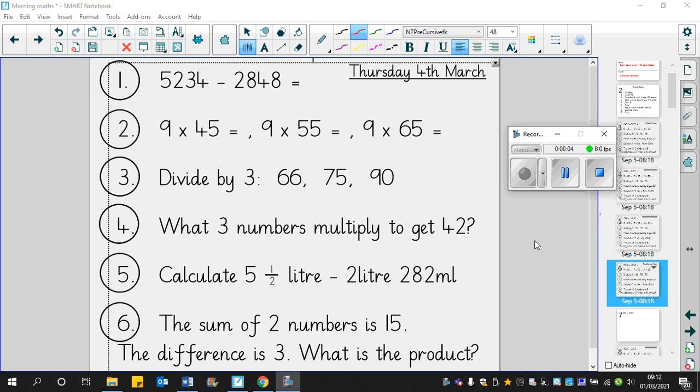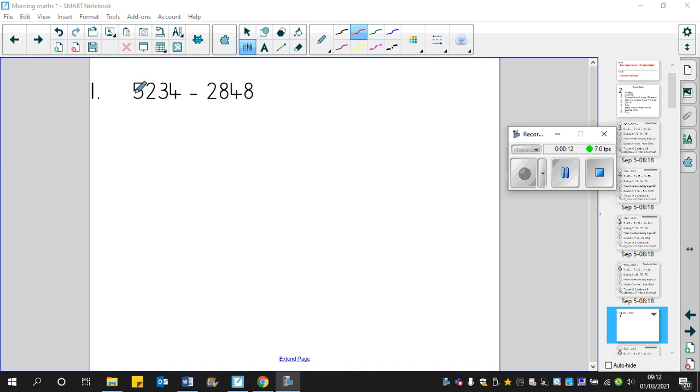It's Thursday, the 4th of March, and here are the answers to the morning maths questions. So question number 1 is 5,234 take away 2,848. So let's draw that out first.